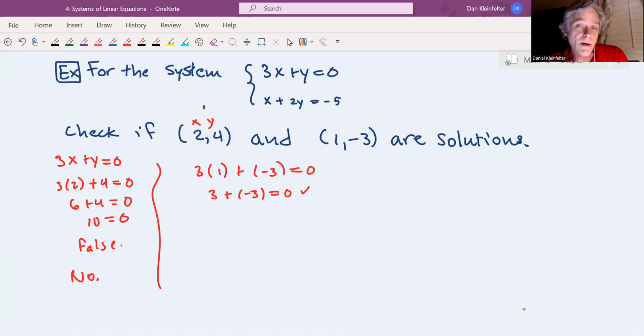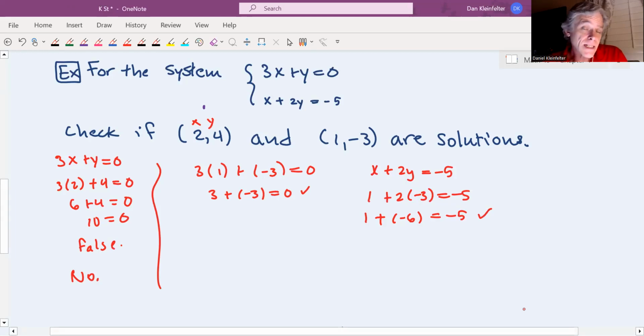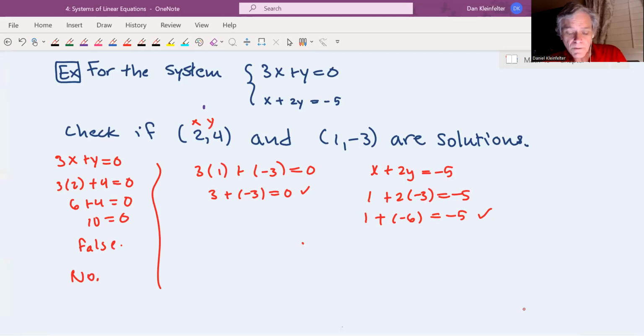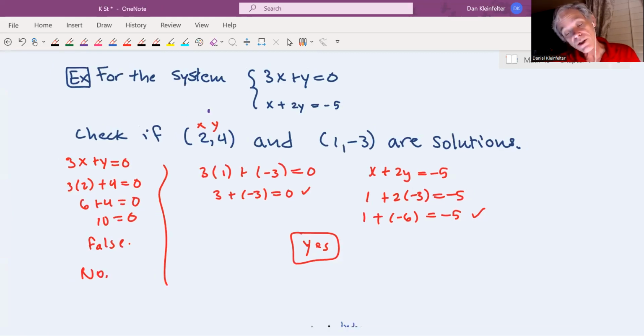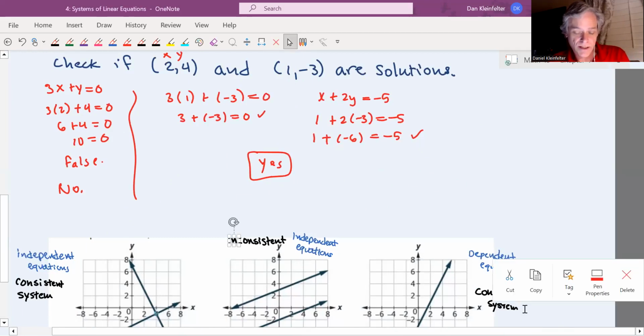We have to make sure that that xy pair fits the second equation as well. So we'll have x plus 2y equals negative 5. Here x is 1, and then we have 2 times negative 3 equals negative 5. 1 plus negative 6 does equal negative 5, so that works out. Since the x and y values in that ordered pair fit both equations, we have a solution to the system of equations. Okay, so our goal in this section, as I said, is to find those solutions to those systems.